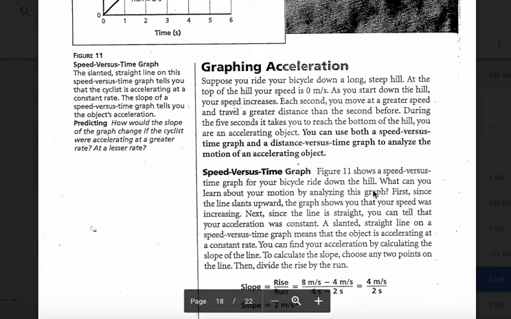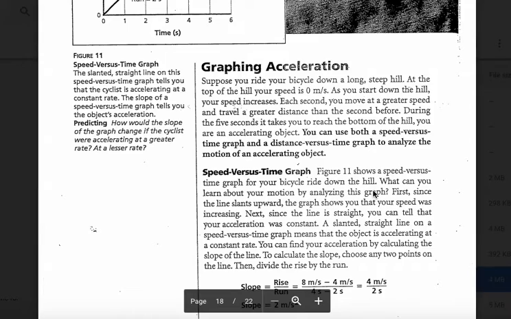So, graphing acceleration. Suppose you ride your bicycle down a long steep hill. At the top of the hill, your speed is 0 meters per second. As you start down the hill, your speed increases. Each second you move at a greater speed and travel a greater distance than the second before. During the 5 seconds it takes you to reach the bottom of the hill, you are an accelerating object. You can use both a speed versus time graph and a distance versus time graph to analyze the motion of an accelerating object.